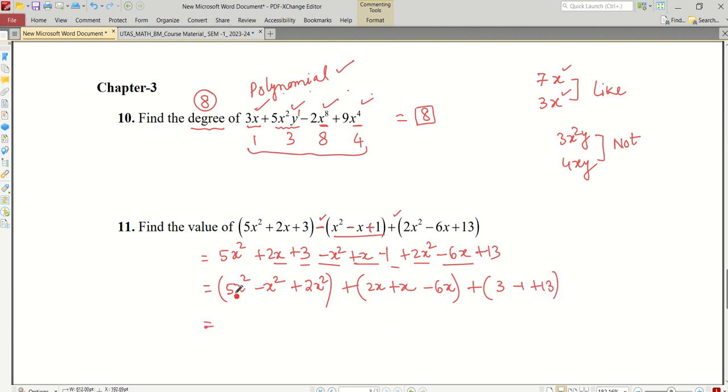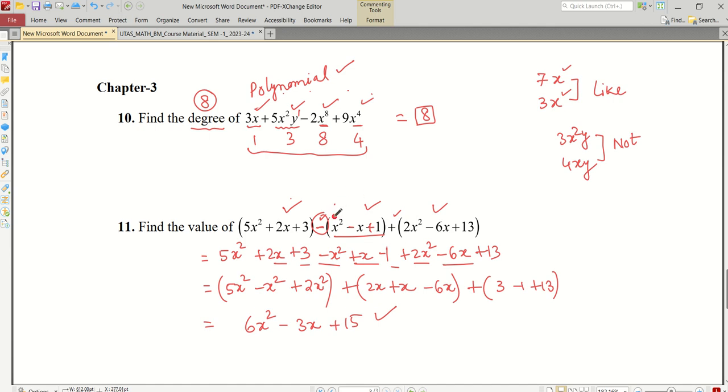Like this. Now simplify. 5 minus 1, 4. 4 plus 2, 6. So the answer is 6x square. Plus 2 plus 1, 3. 3 minus 6 is minus 3. 3 minus 1, 2. 2 plus 13 is 15. So this is the answer. This is how you need to simplify the polynomials. Clear? So if you have one polynomial, two polynomials, three polynomials, maybe one more polynomial here, what you need to see is, is there any negative before any polynomial? If there is negative, then first you need to open the bracket.